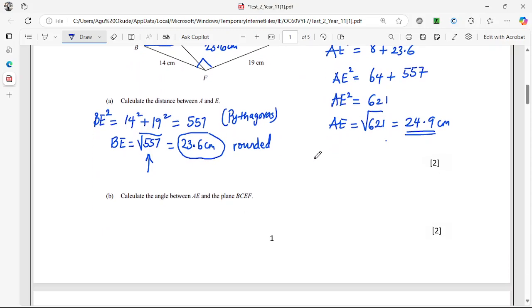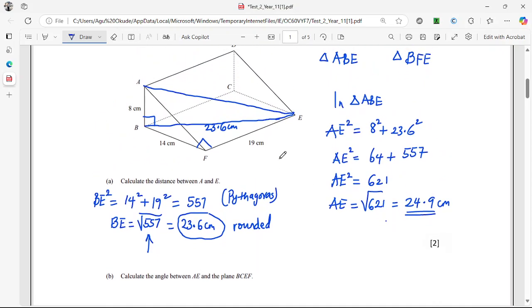Now part B says calculate the angle between AE and the plane BECF. The plane BECF is the rectangle on the ground. This is the plane right here. So that rectangle on the floor, that's the plane. The angle I'm looking for is the angle between the line AE, this is my line AE right here, and this floor.